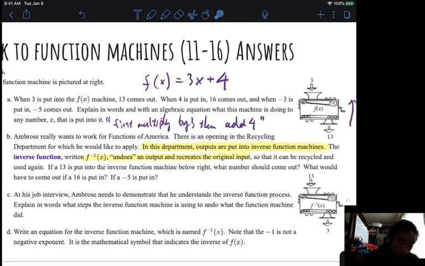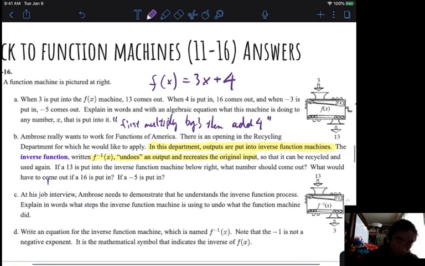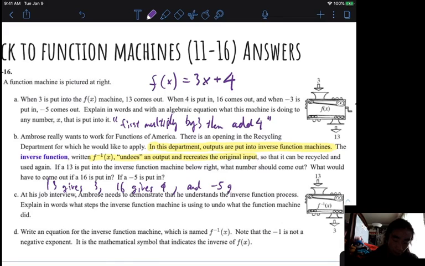So for this one, 13 gives 3, 16 gives 4, and -5 gives -3. So far, so good?